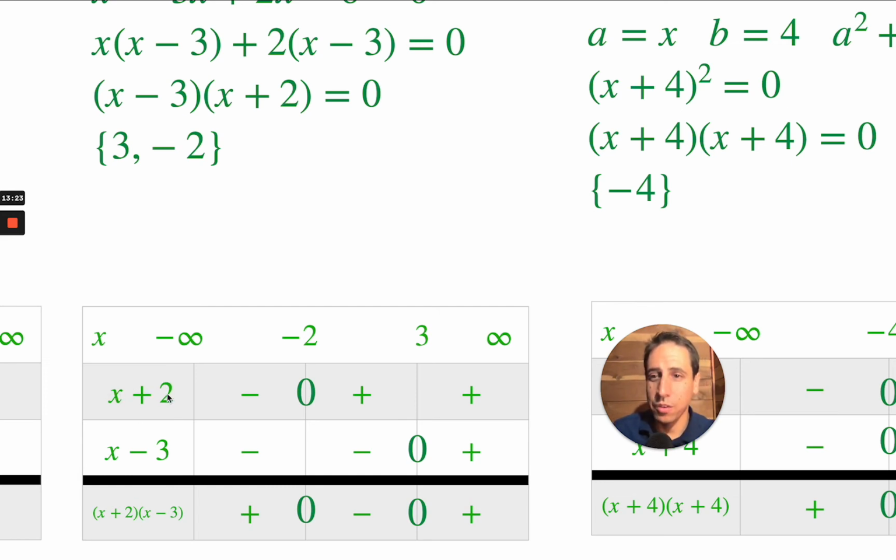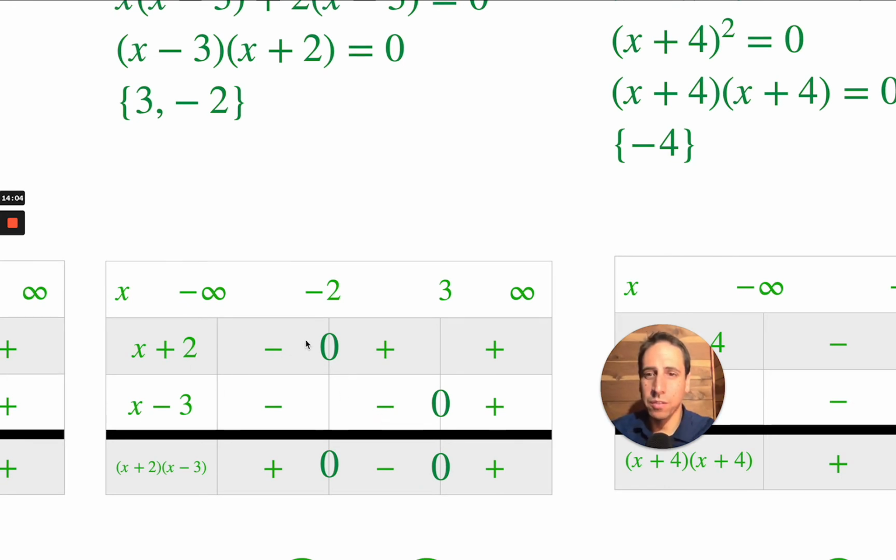So x plus 2, when x is less than negative 2, like at negative 10 or negative 5, all these values are going to be negative. But when x is negative 2, that's actually going to be 0, because negative 2 plus 2 is 0. Boom, there it is. And then when x is in between negative 2 and 3, like x could be 0, and 0 plus 2 is a positive number. So this is positive, and then everything after 3 is also positive. So there it is: negative, 0, and then positive.